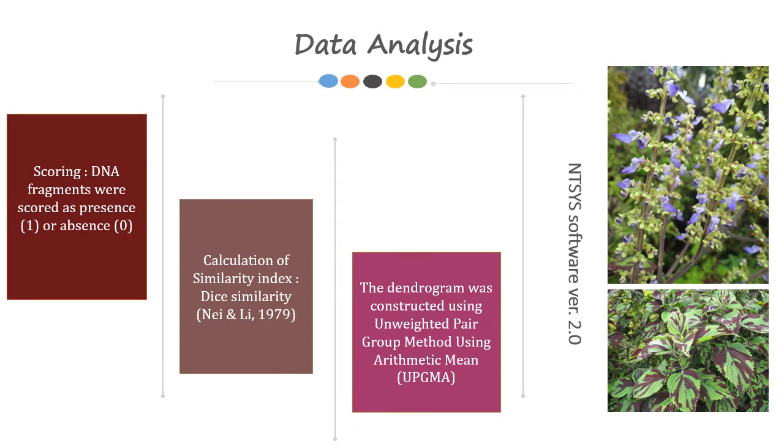Only clear DNA fragments of PCR product were scored as presence or absence for each primer used and in all accessions. Similarity indexes of all accessions were calculated based on dissimilarity. The dendrogram was constructed using the unweighted pair group method using arithmetic mean cluster analysis. This data analysis was performed by NTSYS version 2.0.